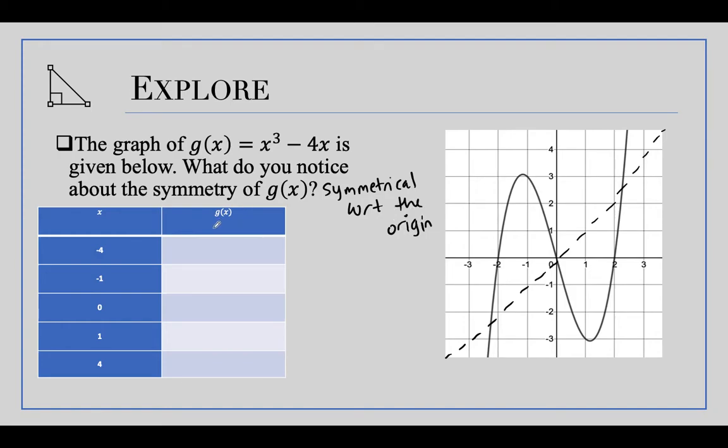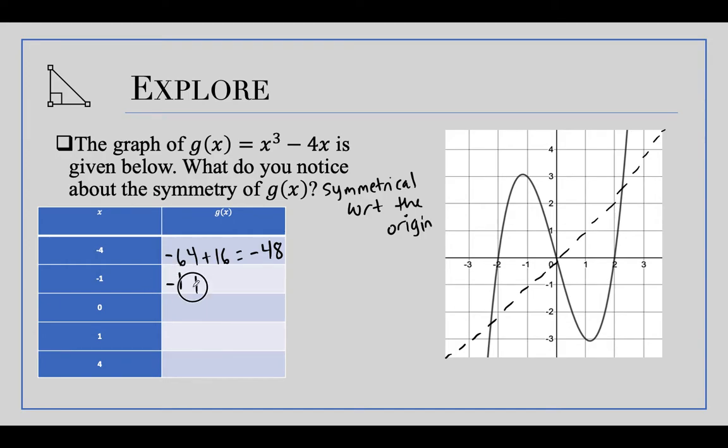So let's look at some table values. If I plug in negative 4, okay, so negative 4 times negative 4 is 16. 16 times 4 is 64. So I should have negative 64, and then plus 16. So this is negative 64 plus 16, which is going to give me negative 48.